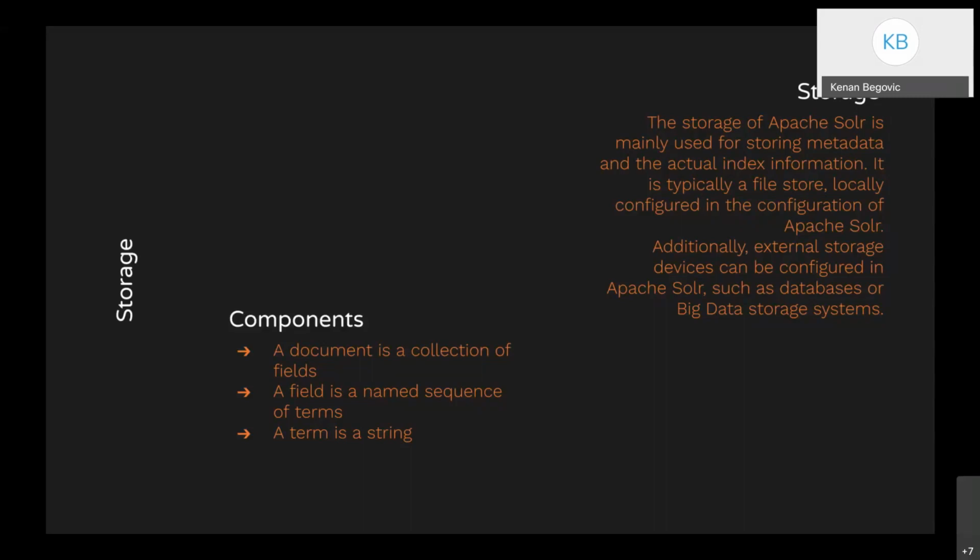So the index stores statistics about terms in order to make term-based search more efficient. As we will see in the next slide, it comes from the Lucene library, and the Lucene library uses an inverted index as the type of index that it uses.